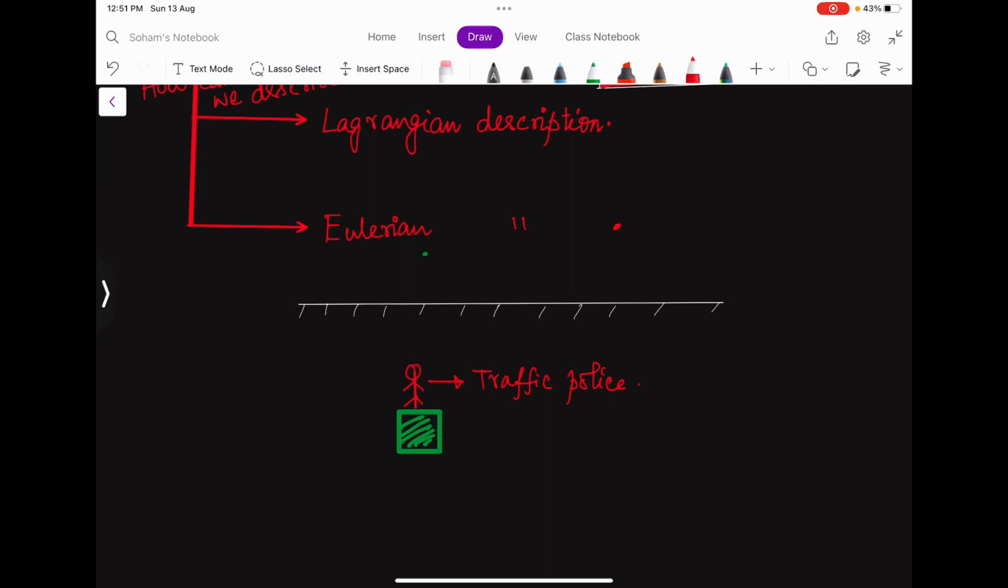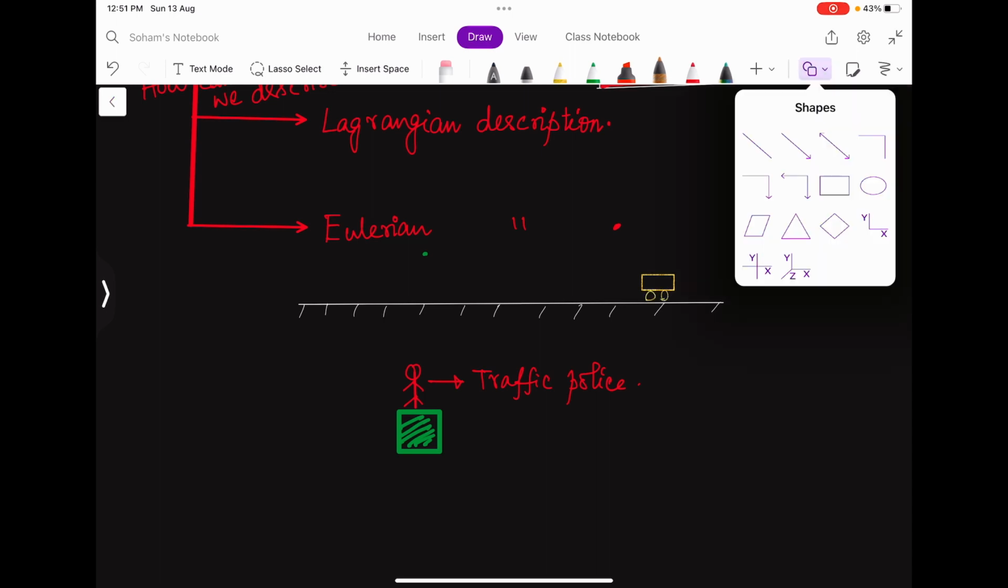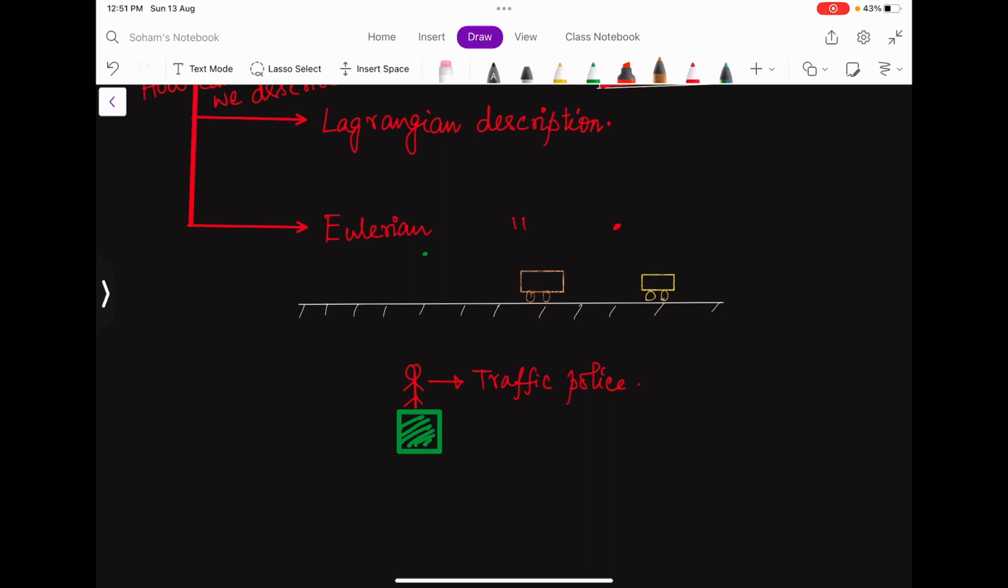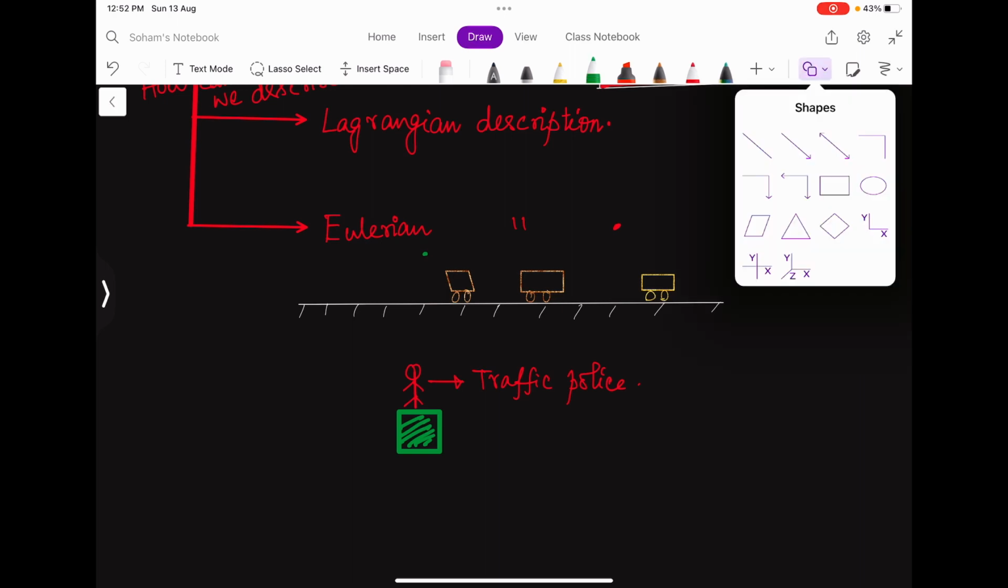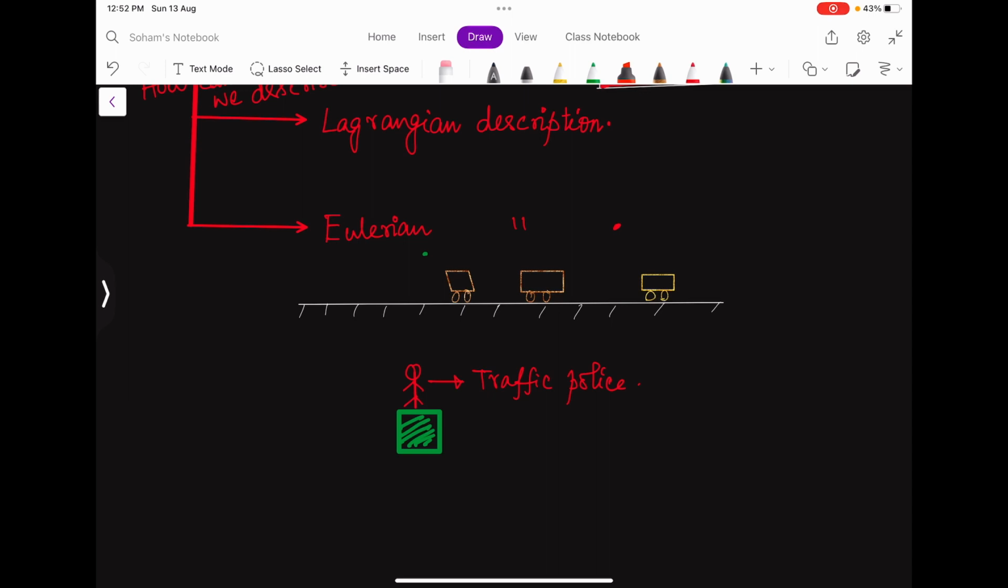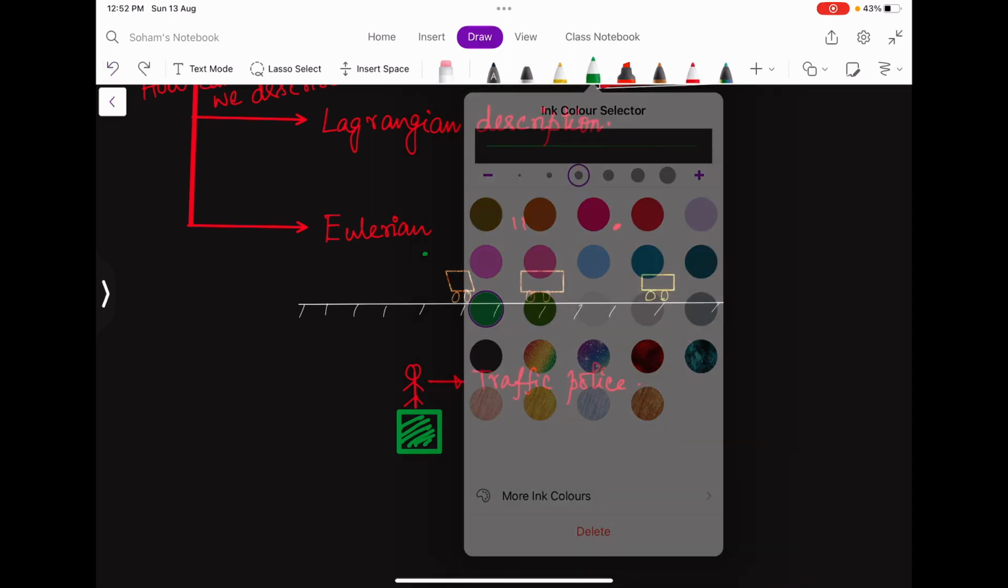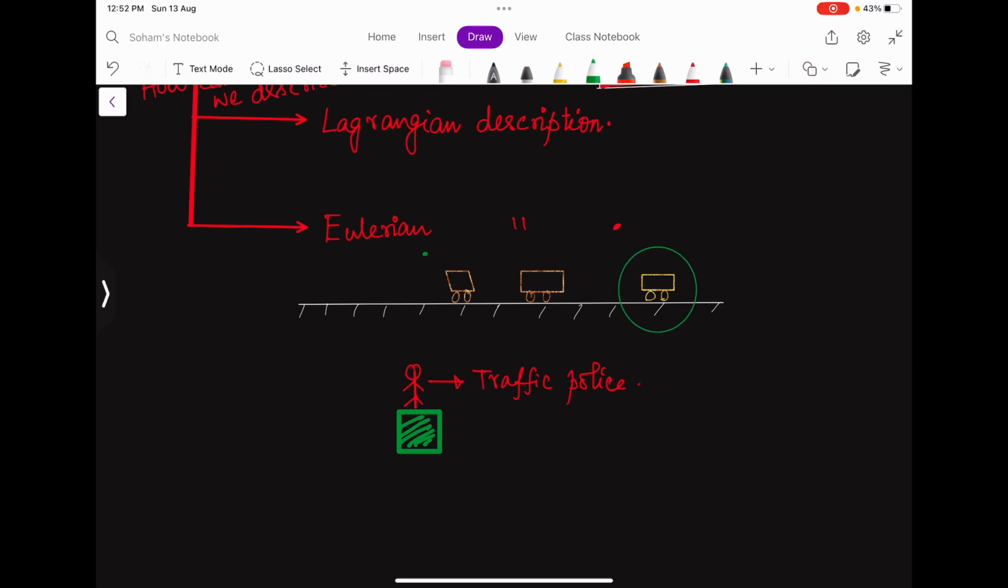Let us say that the first kind of view he or she can have is this: we have various cars. So this is one car, maybe this is another car, maybe this is another car. Not three cars actually, there can be many other cars also. Now, among all these cars, he can observe the cars like this. He decides that I will only observe this car.